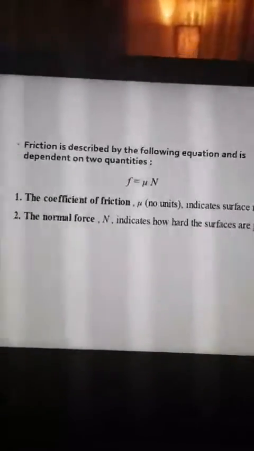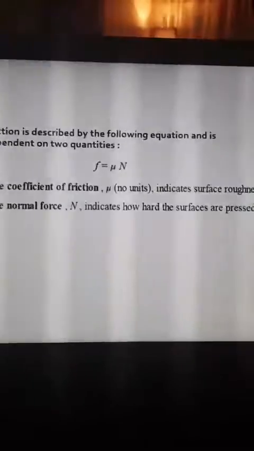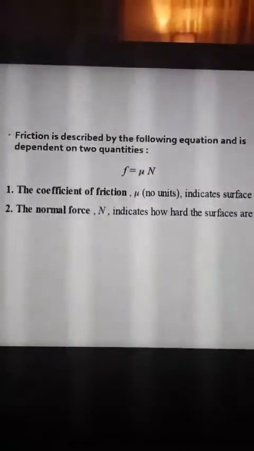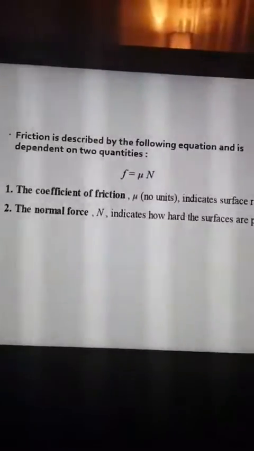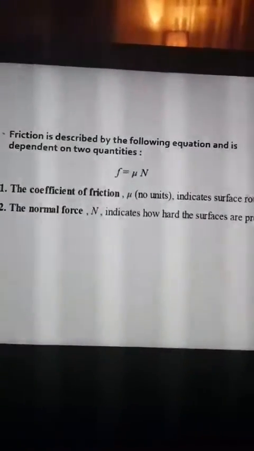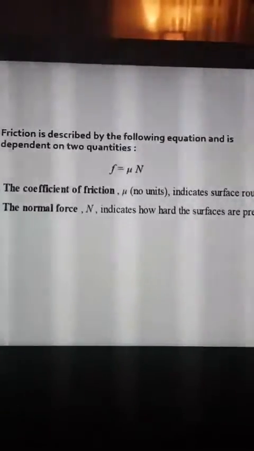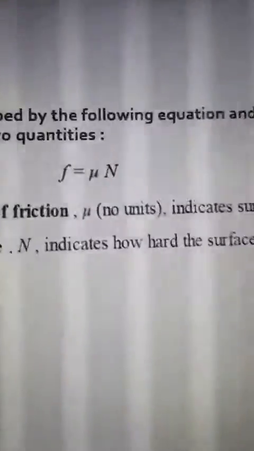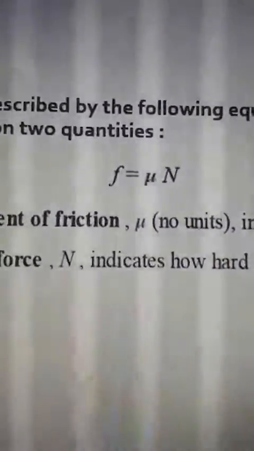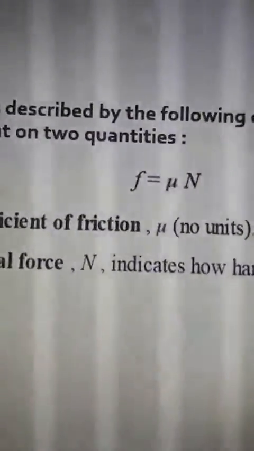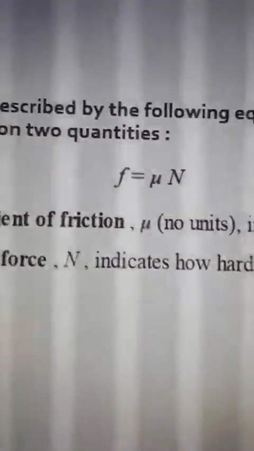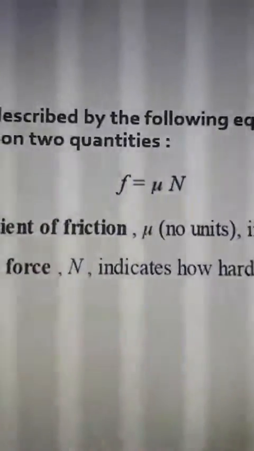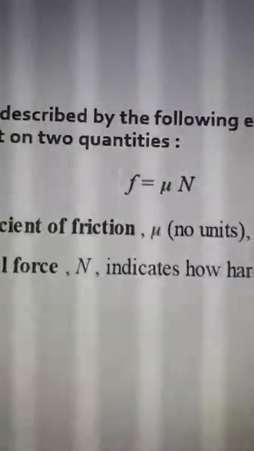Now friction is described by the following equation. So till now, we have two equations for forces. The first one is the force of gravity. If I want to find it, I multiply the mass times 9.81. And the second formula now is for the force of friction, and it equals mu times N. You remember what N is? N is the normal force, don't forget. So force of friction equals mu times normal force. Okay, good.